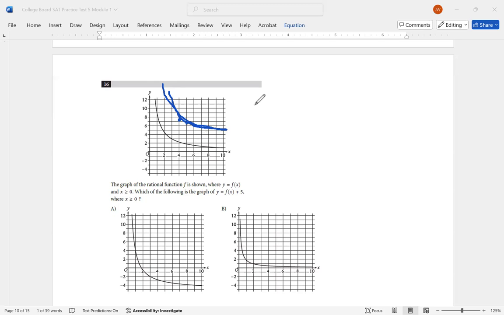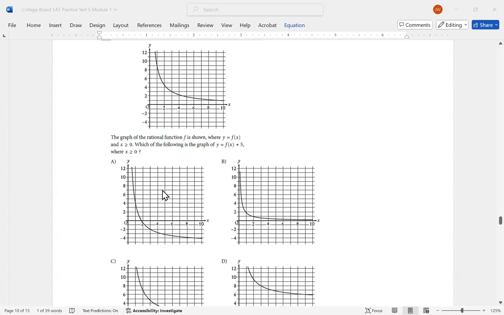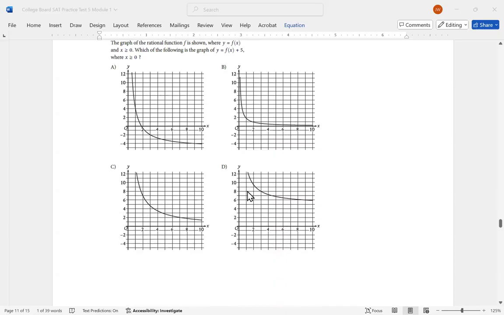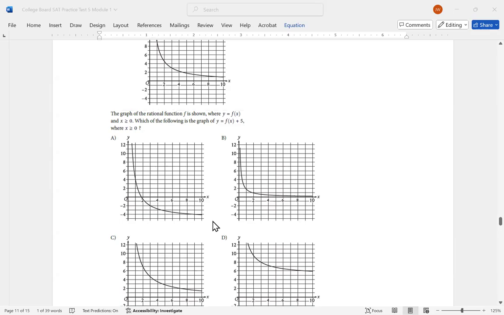So now we can go and look at what matches that idea. And we go look at our options. It's not A. A crosses the x-axis. It's not B. B gets close to the x-axis. We shifted everything up. It's not C. C looks almost the same.